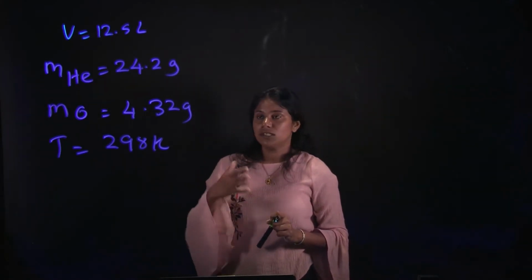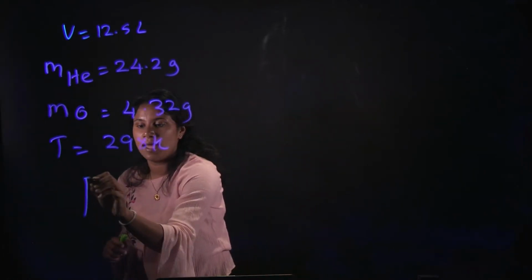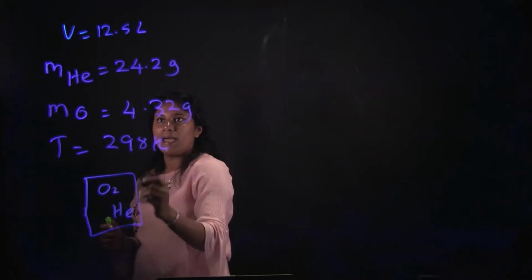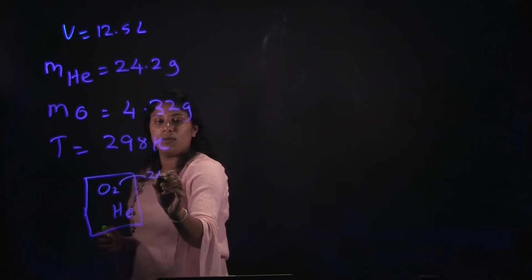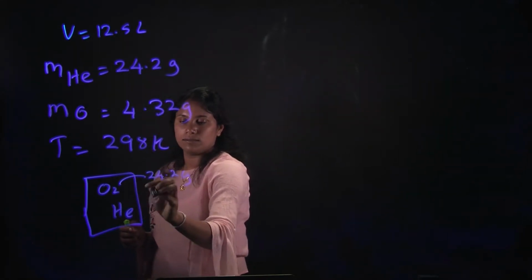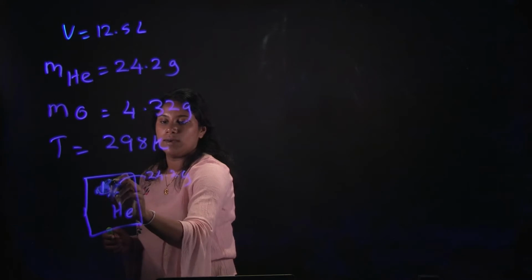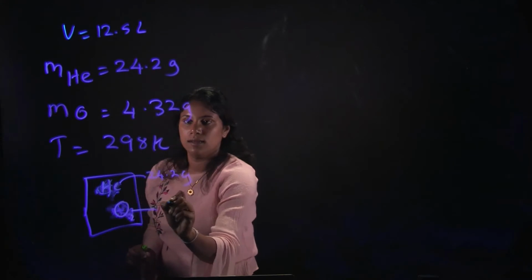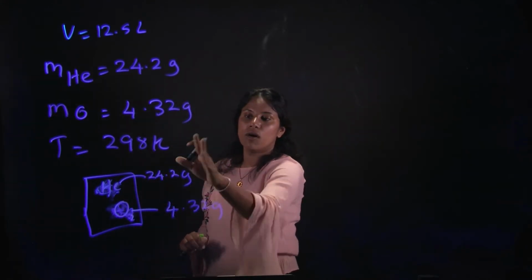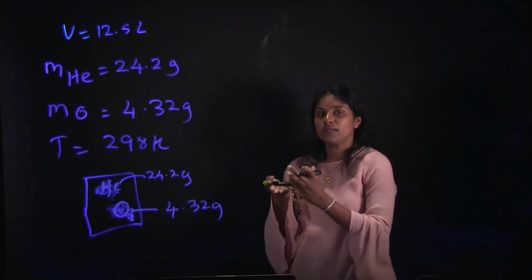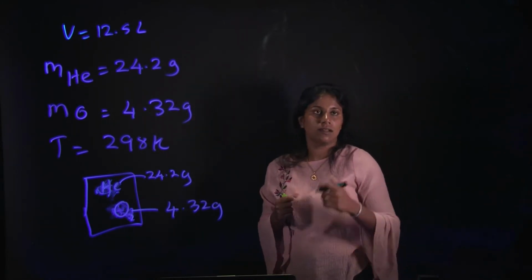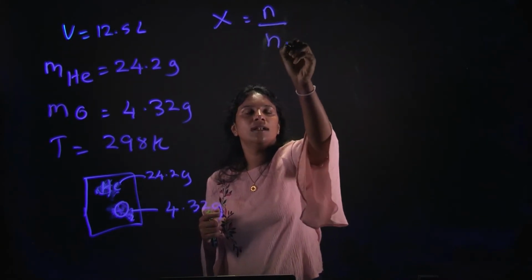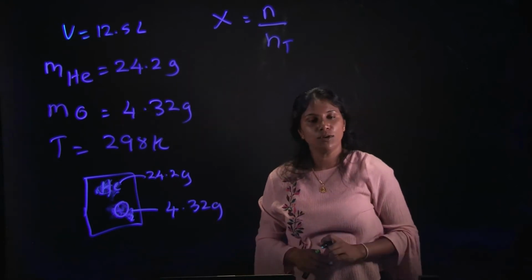So first, let's look at how to find mole fraction. What is mole fraction? So in this mixture, you have only oxygen and helium in this scuba diving tank, and you know the masses. Helium is 24.2 grams, and oxygen is 4.32. We know only masses. From masses, how to get mole fraction? Mole fraction is the number of moles divided by the total number of moles.